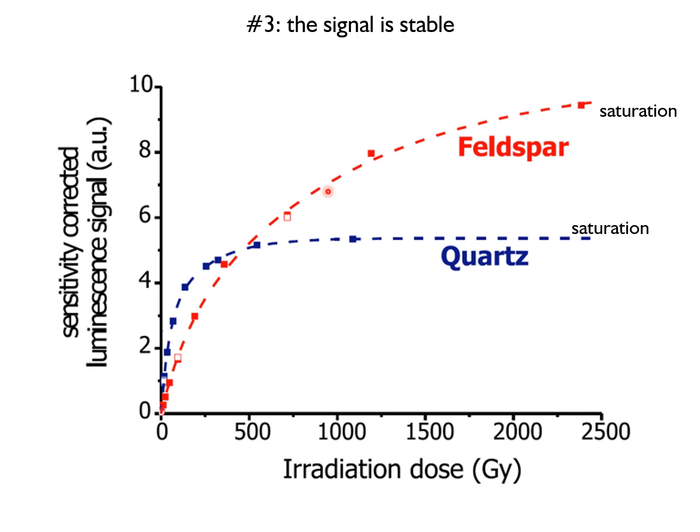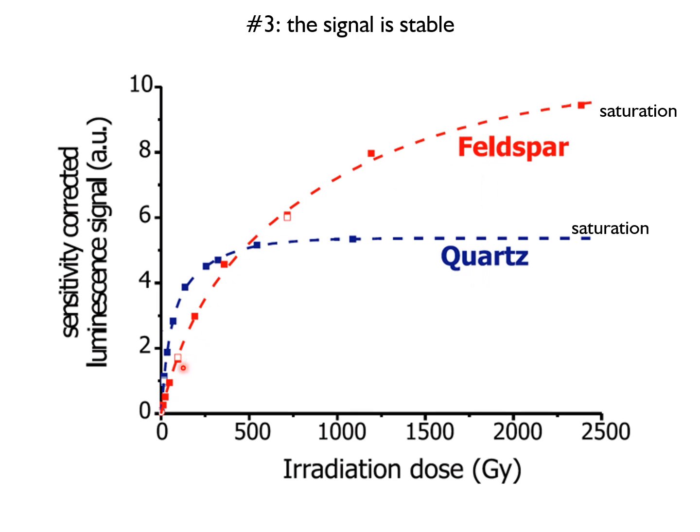And then, is the signal stable with time? Well, if you recall, in the beginning of my presentation, I was showing that for quartz and feldspar, the amount of luminescence signal that we can measure as a function of absorbed dose is different between the two minerals.